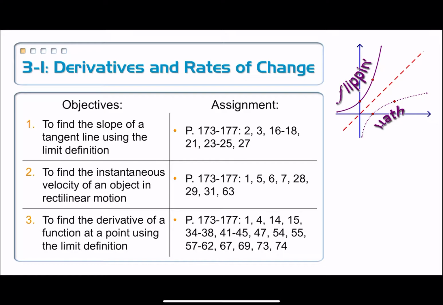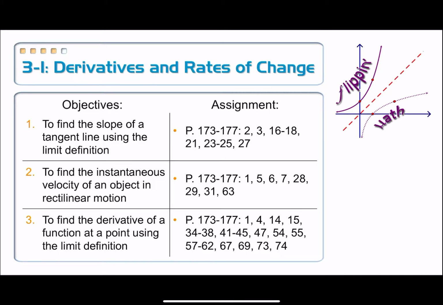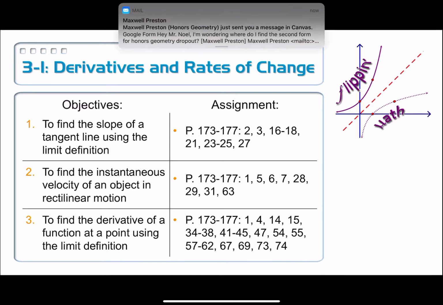We want to be able to find the slope of a tangent line using a limit definition. Then find the instantaneous velocity of an object in rectilinear motion. Rectilinear motion is this kind, where an object just goes back and forth on a line. And finally, find the derivative of a function at a point using, once again, the limit definition.